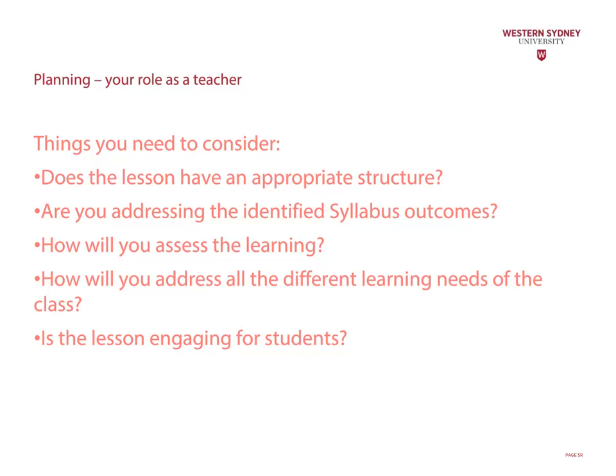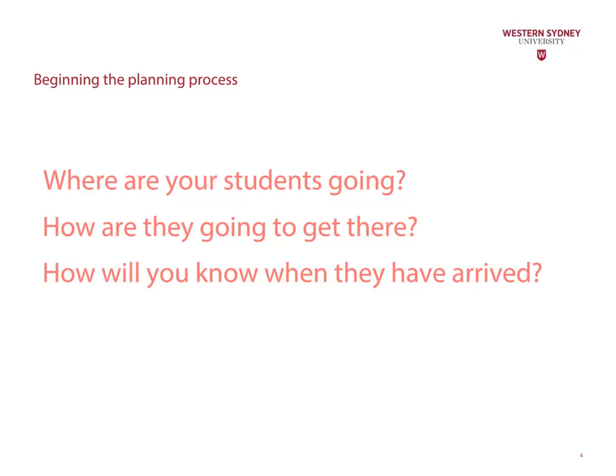You also need to consider engagement. So is your lesson engaging for the students? The more you can ensure student engagement, the more you can be assured that behaviour management issues will be minimised. So when we begin the planning process, you need to know where are your students going, how are they going to get there, and how will you know when they have arrived. So basically you need to have some curriculum knowledge. The school curriculum is basically what is intended for students to learn.